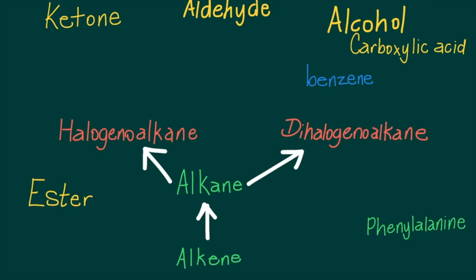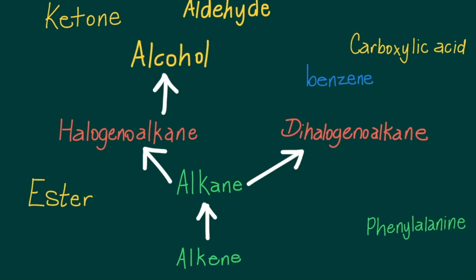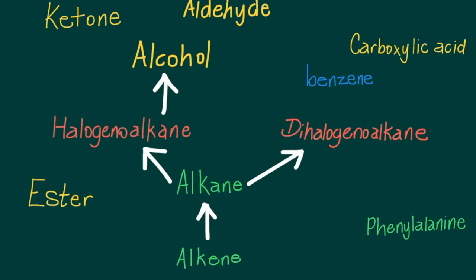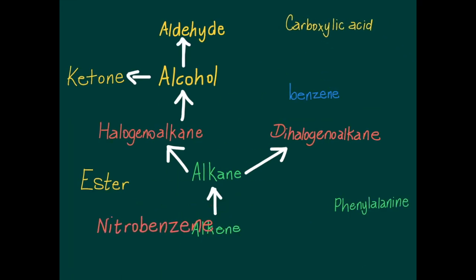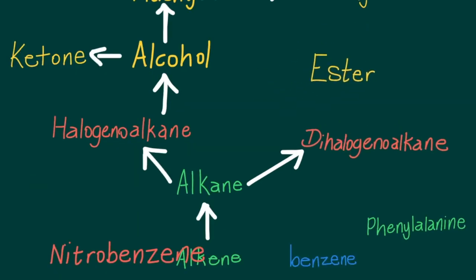From a halogenoalkane, it's possible to remove the chlorine and to form an alcohol. This particular reaction is known as a nucleophilic substitution reaction. From an alcohol by oxidation, depending upon whether that alcohol is primary or secondary, you can then derive a ketone or an aldehyde. And an aldehyde can be further oxidized into carboxylic acid. And then an ester can be formed by combining carboxylic acid with an alcohol.